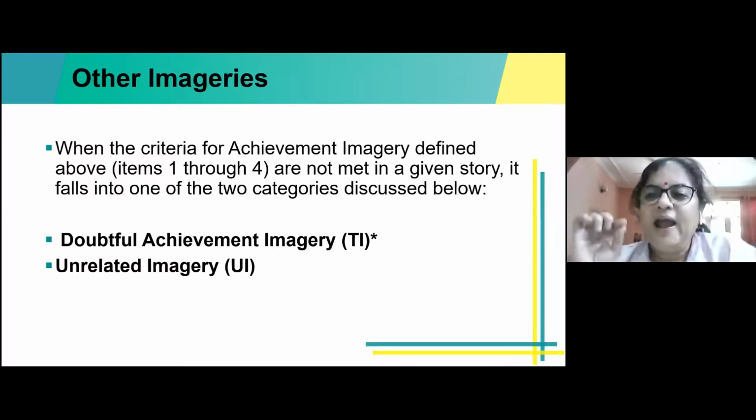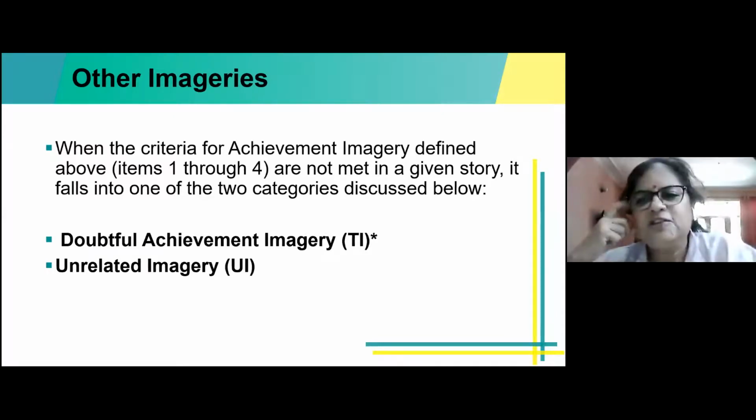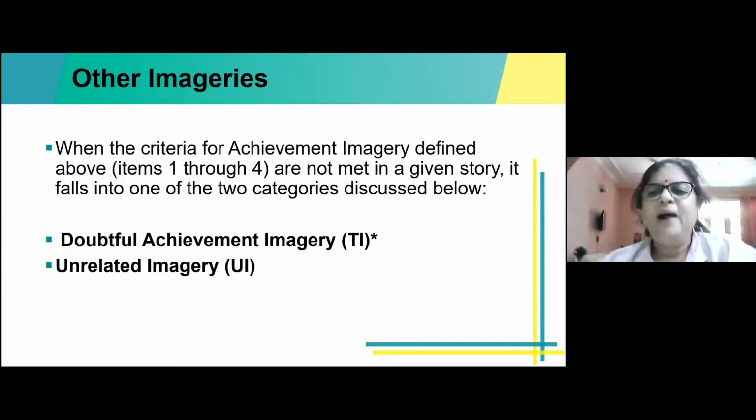Now, when evidently any of these 4 things are not there in your story, then it can be scored for 2 other things. When the explicit goal is not written, but there is an approximate goal, we say doubtful achievement imagery. And if there is no goal present, then we say unrelated imagery.